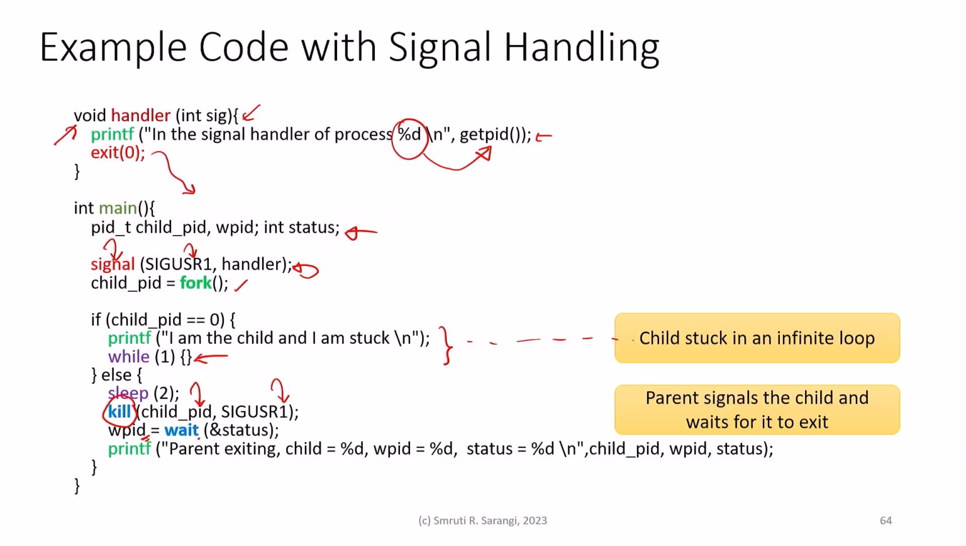So the parent's wait call gets released. The parent prints, this is the child. The child is the child PID. The wait call that exited, the PID that exited, is WPID, and both of these should be the same in this case. And this is the exit status. All right. So this is an example of a simple signal-based interaction between the parent and the child.